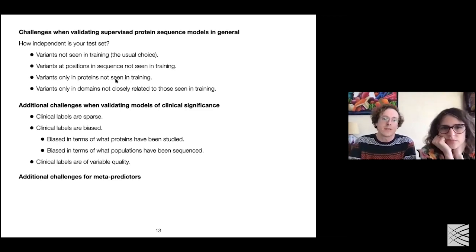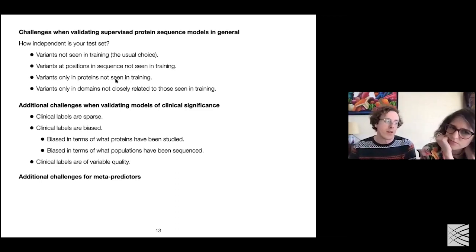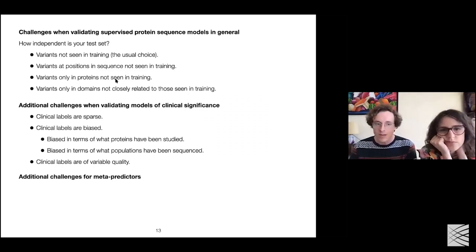Some proteins have been studied in enormous detail, while some proteins have not been studied at all. They're also biased in terms of what evidence at a population level we have. In particular, there's a lot of bias towards European ancestry. And then on top of that, there's the issue of the labels themselves being of really quite variable quality.